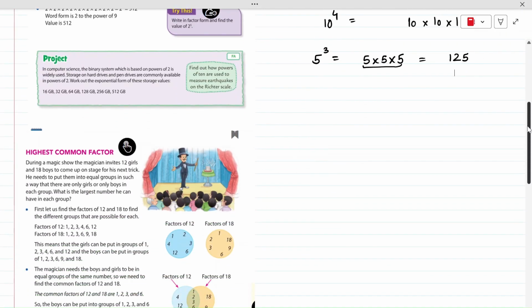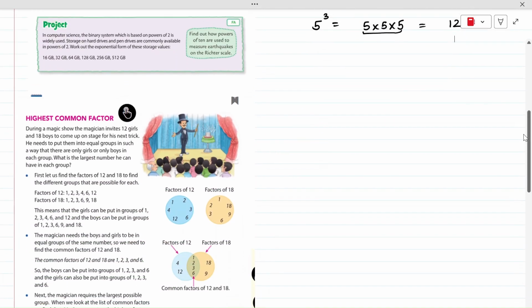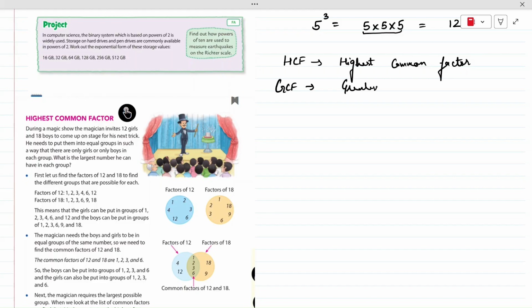Now coming to the last concept of this chapter, which is HCF. HCF is called the highest common factor. I'm writing here highest common factor, and sometimes it is also called GCF, that is greatest common factor, and sometimes it is also called GCD, that is greatest common divisor.